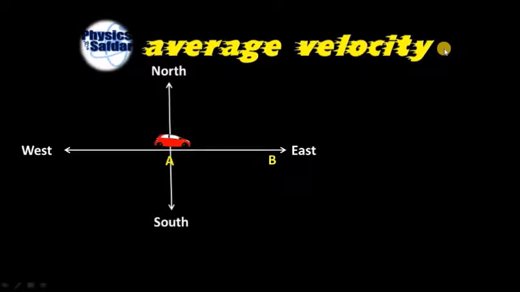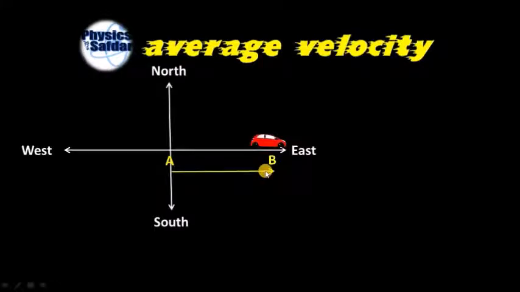Now you are going to learn what is average velocity and how to calculate it. So look at this example. In the picture, you can see standard directions. It is east, west, north, and south. A car at position A. So look at the movement of the car. The car is moving from point A to point B. Now discuss the motion of the car. The car started from point A and reached point B.